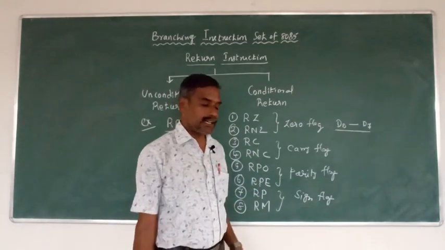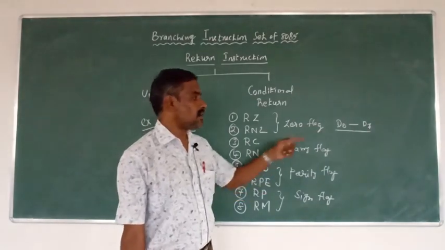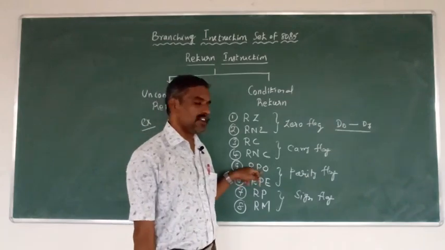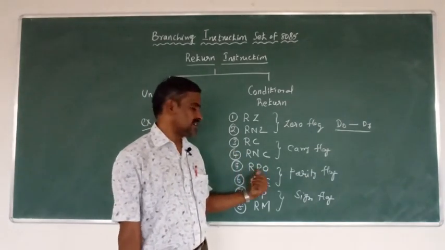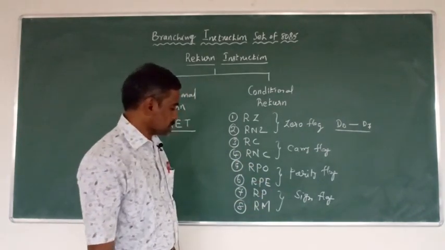RPO means return if result is odd parity. Odd parity means an odd number of ones in D0 to D7. At that time this condition will be satisfied, and it returns back to the main program, otherwise it will execute the next instruction of the subroutine program.